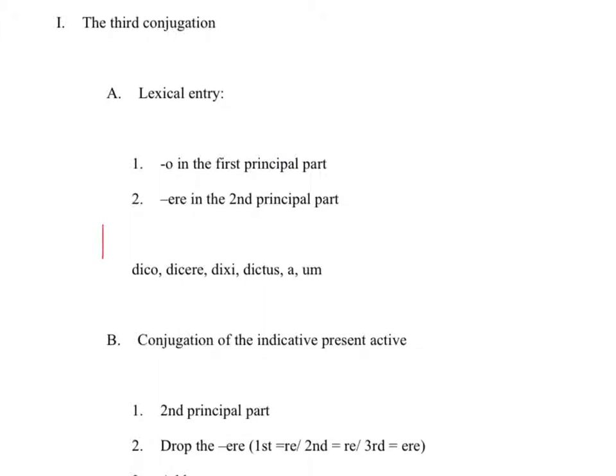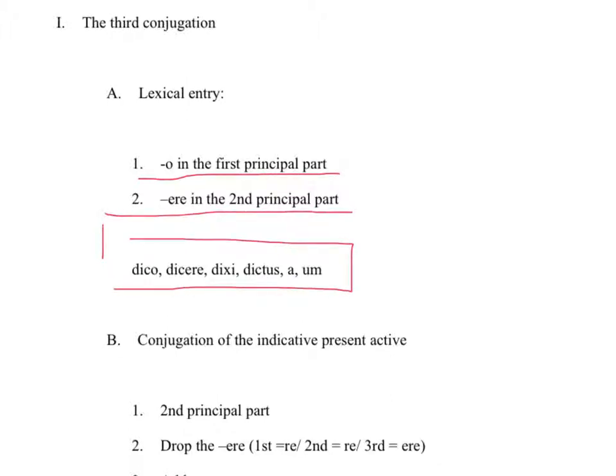The first thing you have to start with any of these conjugations to understand verbs is the lexical entry, how it looks in the dictionary. If you can't do that, you can't do anything else. A dictionary is not the same as the English dictionary, so you have to master the stupid conventions of a Latin dictionary. I apologize for that on behalf of Latin dictionaries. So the lexical entry starts out with an O in the first principal part and an ERE in the second principal part. Look at the model down here.